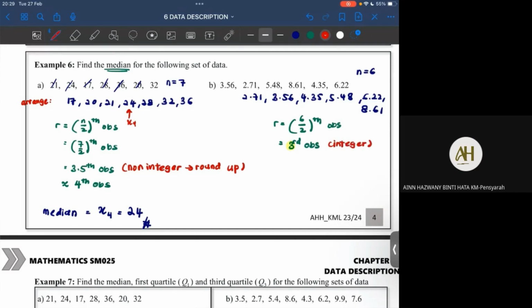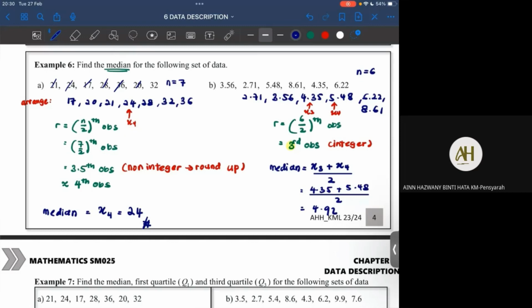Okay, so when we find an integer, what we have to do is take the third observation plus the fourth observation, divided by 2. Basically, how do we find the median here? Instead of taking the third observation or rounding up, we can't round up, it is a whole number. We take the third observation plus the fourth observation divided by 2. So this is the third observation, this is the fourth observation. So we have 4.35 plus 5.48 divided by 2 equals 4.92. Okay, so this is the full working.